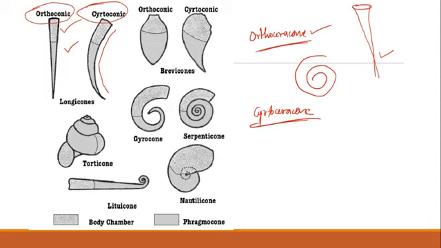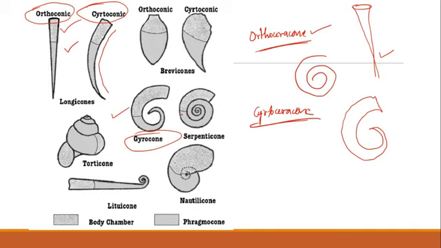The next one is your gyroceracone. In gyroceracone, the shell is loosely coiled. There is coiling found over there, but it's not tightly coiled. Your gyrocone is somewhat like this. Have a look, this is your gyrocone. In this, there is the body chamber, and then you can find a coiling near the phragmocone. It's loosely coiled. There's not a tightly packed coiling found.